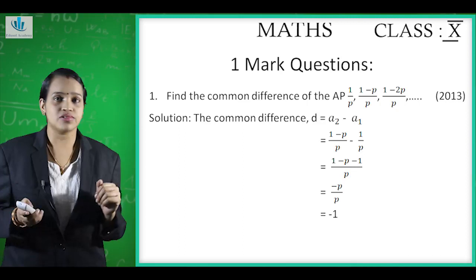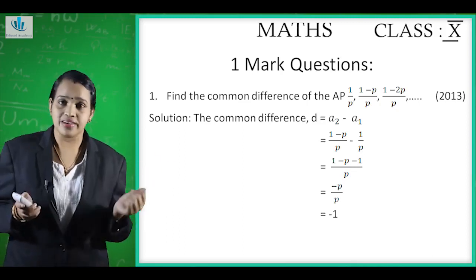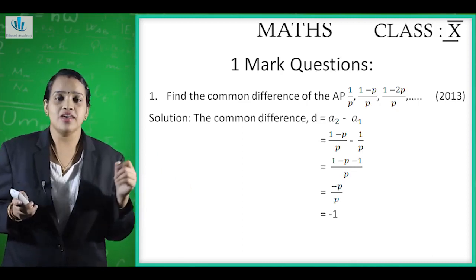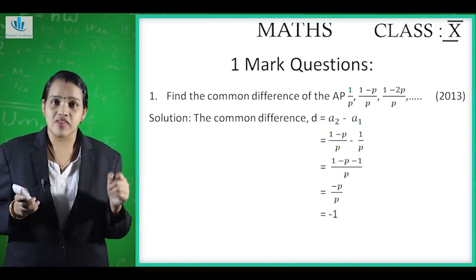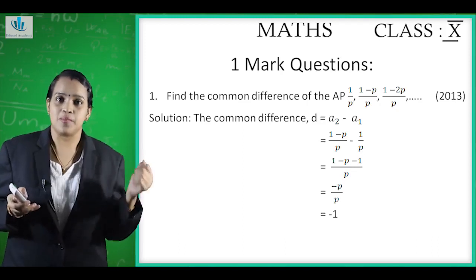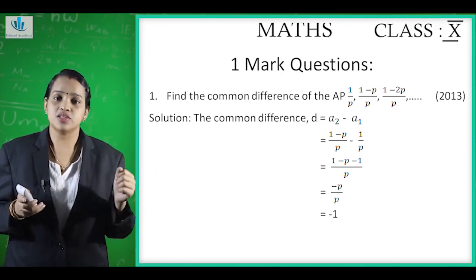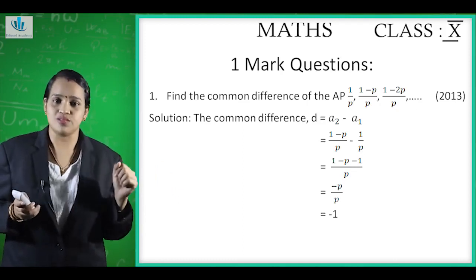Now we'll see how to solve a 1 mark question. Our first question is, find the common difference of the AP 1 upon P, 1 minus P upon P, 1 minus 2P upon P. This question already appeared in the year 2013. Let's see how to solve it.